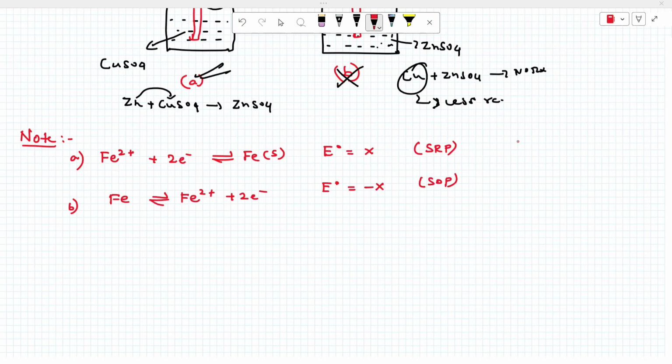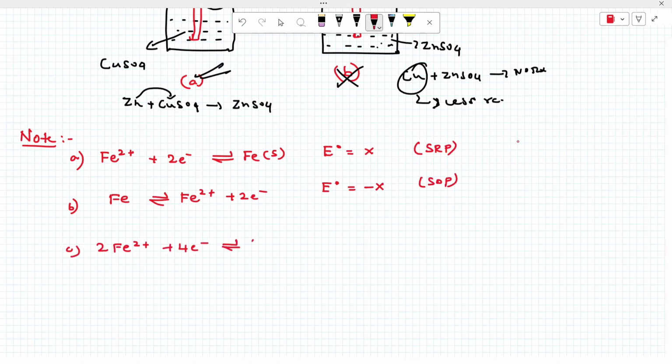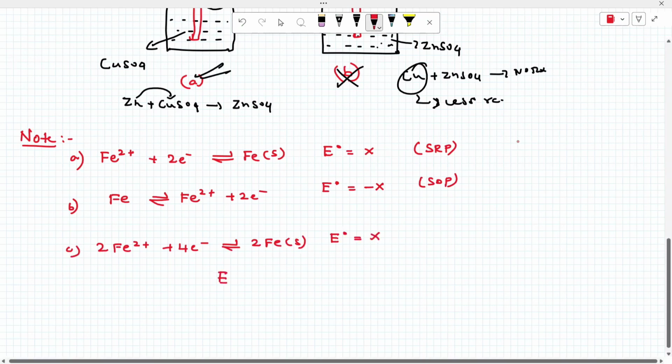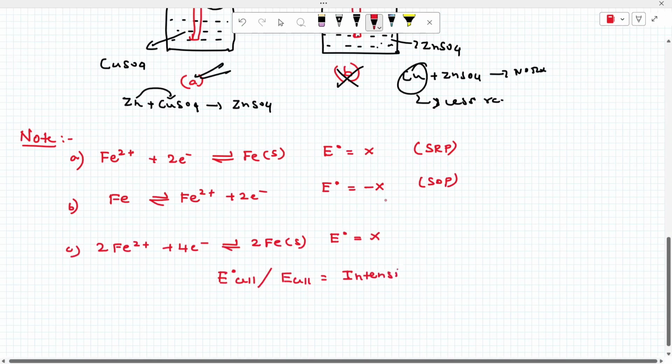Understand? Very simple. Similarly, see the third reaction. I take 2 Fe2+ plus 4 electrons to give 2 Fe solid. Tell me the E naught value of this reaction. The value in the third reaction is x. Why x? Because E naught cell as well as E cell is an intensive property. What is an intensive property? The property depends only upon nature, independent of mass. Important, please note.